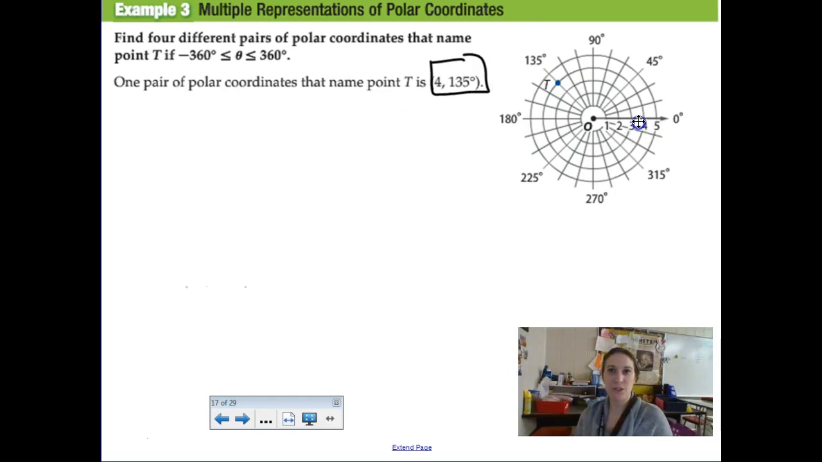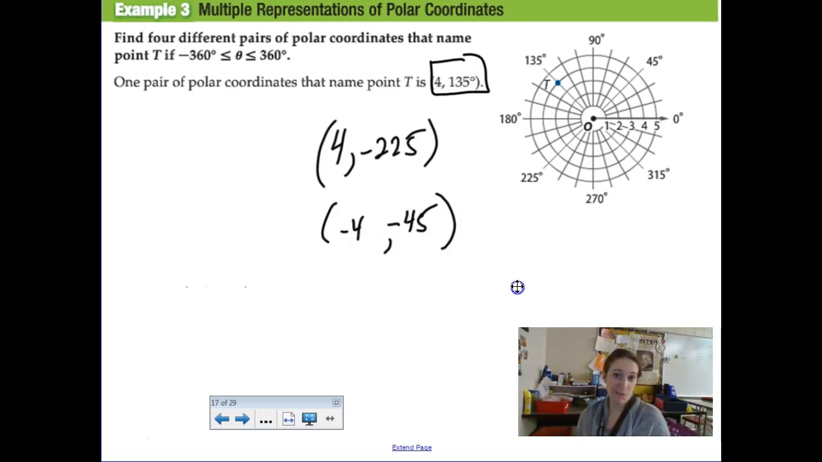We could do a negative angle, where that would be, let's see, negative 225. So you could do 4, negative 225. You could go to the other side, which is right here, right? So what if we called that negative 45 degrees, but then we backed up 4 units on the r? That would be the same. This angle down here is also 315. And then just 4 units. Oh, negative 4 units, excuse me.